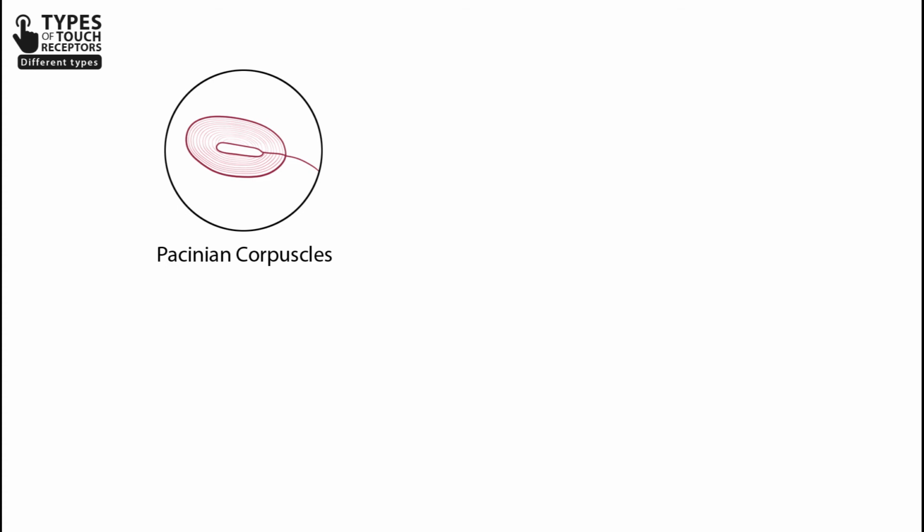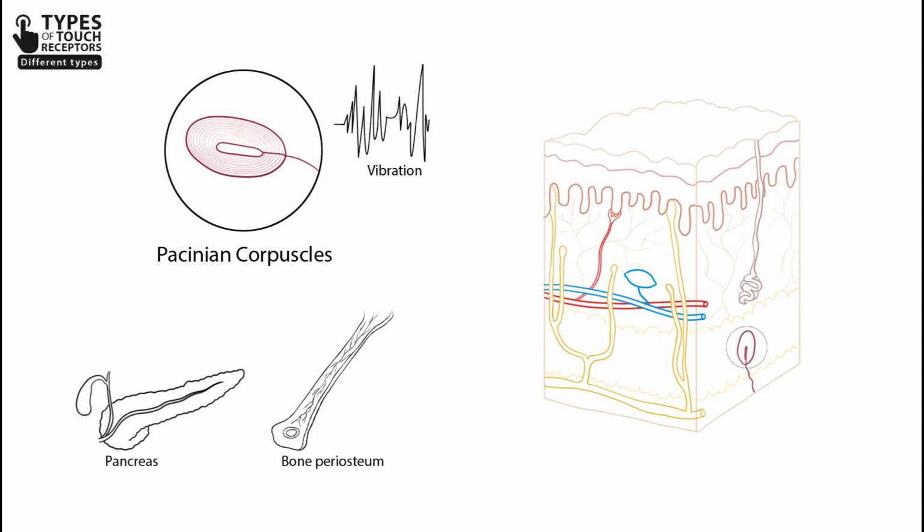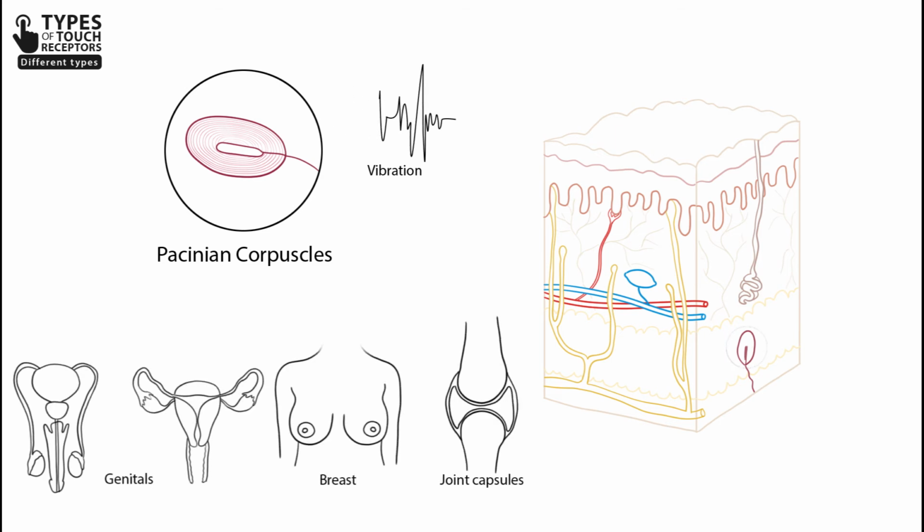Pacinian corpuscles. These receptors are structurally similar to Meissner corpuscles, present in both hairy and glabrous skin. These receptors adapt rapidly and sense high-frequency vibrations and transient deep pressure. Pacinian corpuscles are found in the pancreas, bone periosteum, genitals, breast, and joint capsules. These receptors detect stimulus by being compressed, which excites external dendrites.